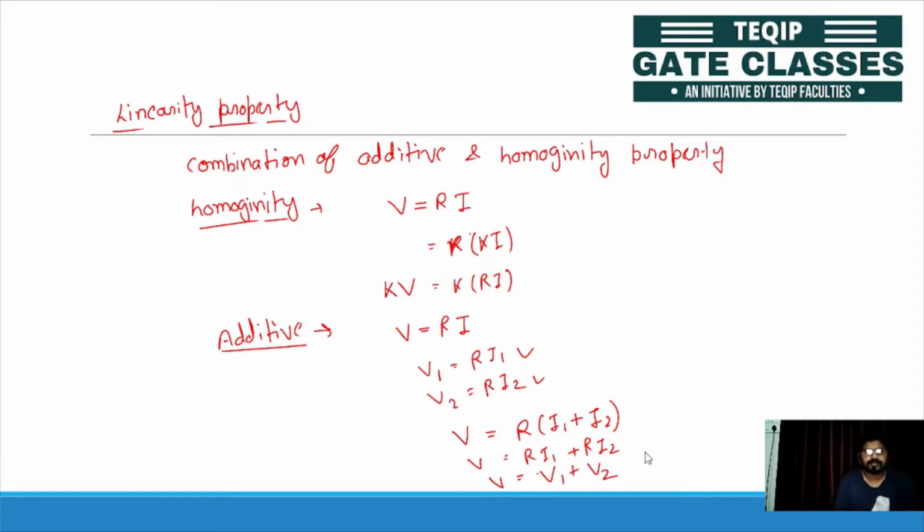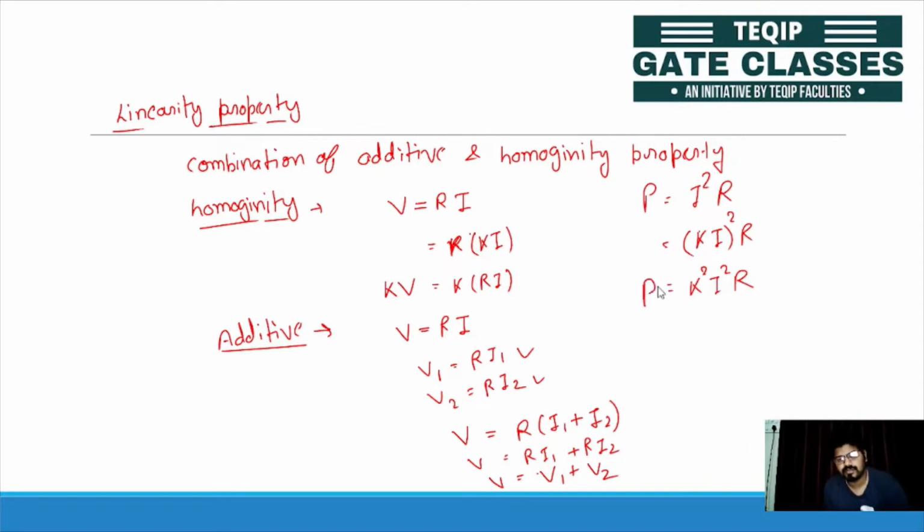So this is your additive property. Now you know there is a relation P is equal to I square R, the power relation. Is it linear? We can check with homogeneity. Scale I with K, then it will be equal to K square I square R. So you scaled I with K, but your output is scaled by K square.